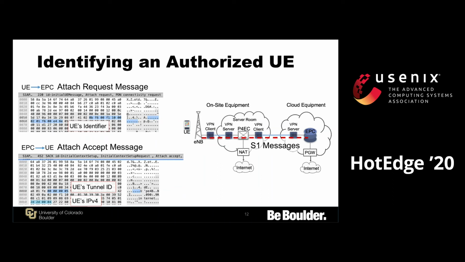To identify the authorized UE, we monitor the S1 control messages that pass between the eNode B and the EPC. When the P4EC sees an attach request message coming from the UE, it looks for the UE's identifier. Highlighted here is the UE's temporary mobile subscriber identity, or TMSI. Then we monitor for the response coming from the EPC, which contains the tunnel ID and the IP address it assigned to the UE. P4EC adds the tunnel ID and IP to its matching tables and uses them to identify and monitor the data traffic coming from the UE during the rest of its connection.